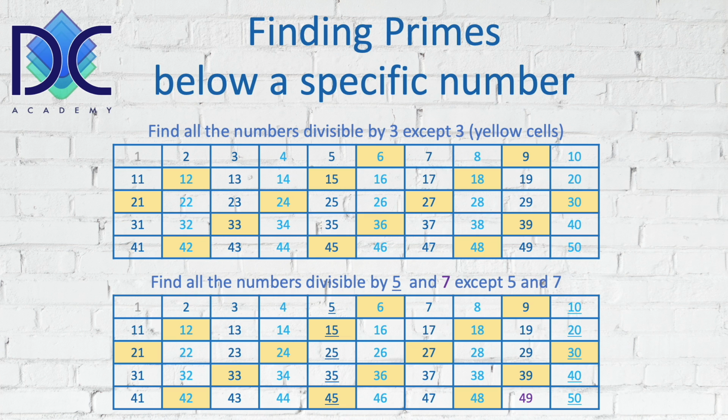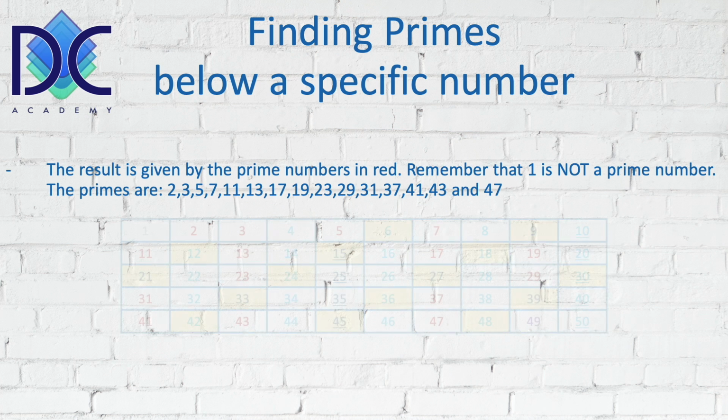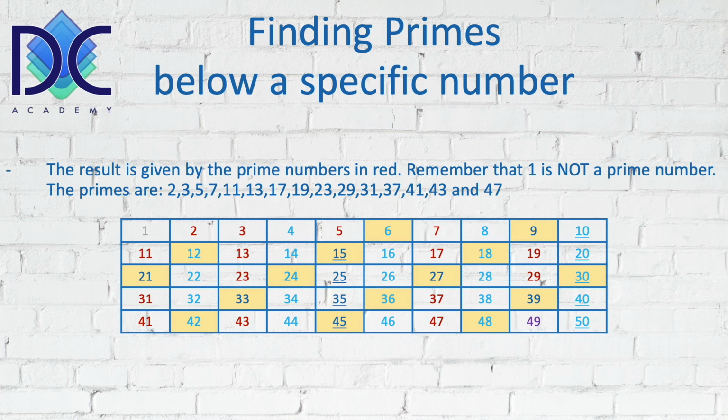So when we look at the sieve, we find that the result is given by all the numbers that have not been selected before. So we find the prime numbers 2, 3, 5, 7, 11, and so on, up to 47. So these are the prime numbers that we can identify between 1 and 50. And 1, of course, is always excluded.